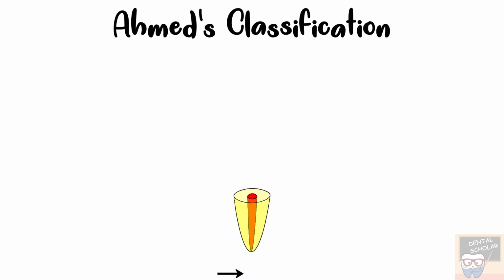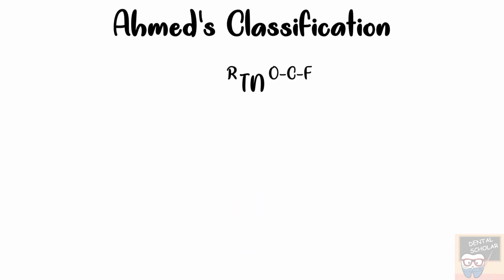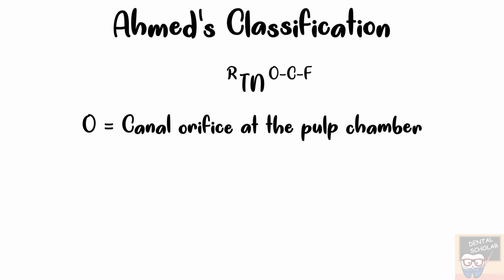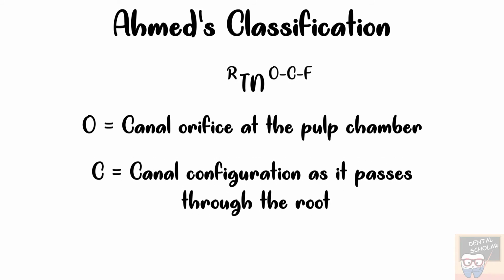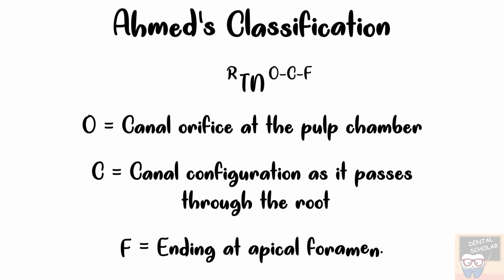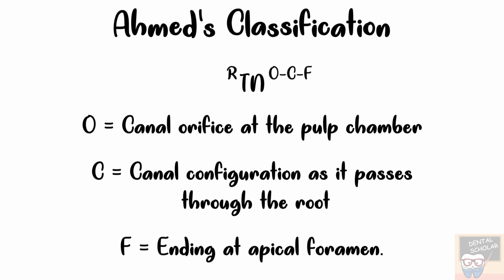So here you will see O, C and F written after the tooth number. So O here represents the orifice, C represents the canal configuration as it passes through the root, and F represents the ending of the canal at the apical foramen.